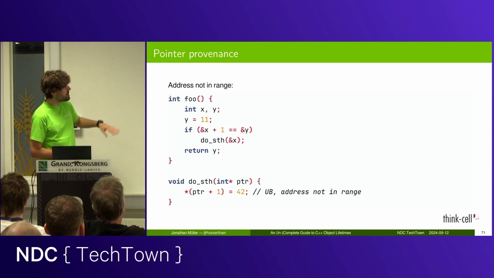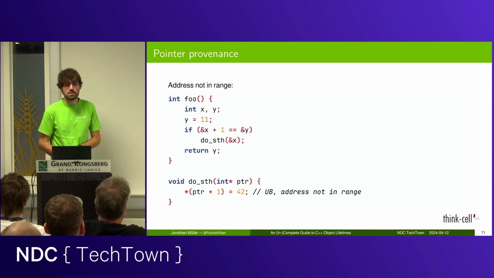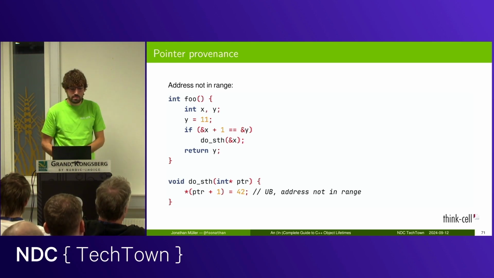And this enables the compiler to observe that nothing takes the address of y, so y doesn't change, and they can do the optimization. And if we attempt to change it, it is undefined behavior.